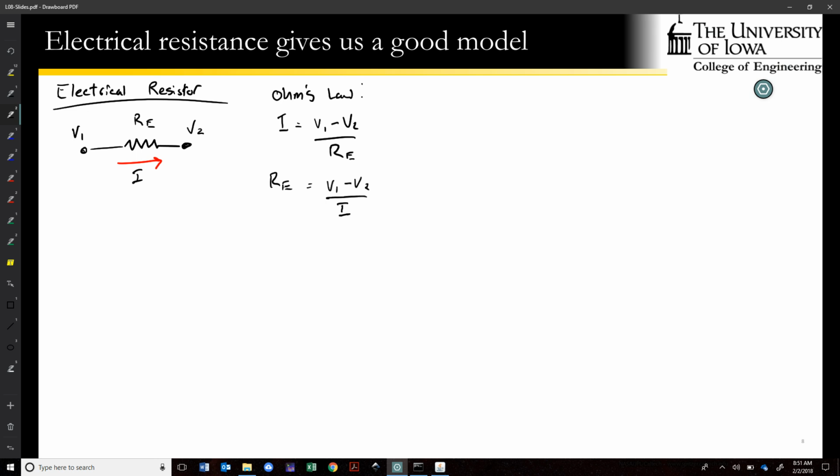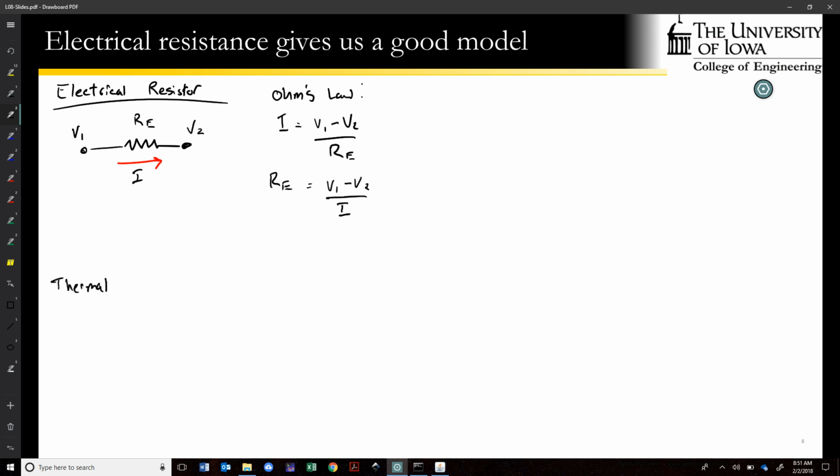Electrical resistor. What about if we swapped out these V's for temperatures and I for Q? The idea behind a resistor, or behind the electrical circuit, is that the current going in one side has to all come out the other. Right? There's this conservation of current. It's called Kirchhoff's current law.